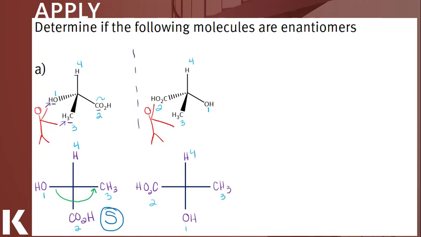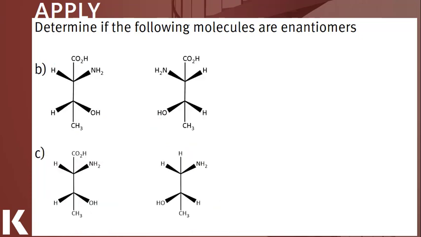And then we want to draw our circle. So we start at this OH, we go to the second priority, we skip right over that fourth one to the third priority. We are drawing this in a clockwise direction, so temporarily we call this R. We need to check that lowest priority group. Again, it's on a vertical line in a Fisher projection, which means it goes into the page. So this molecule is R. Since these molecules have only one chiral carbon, and one is R and one is S, these are enantiomers.